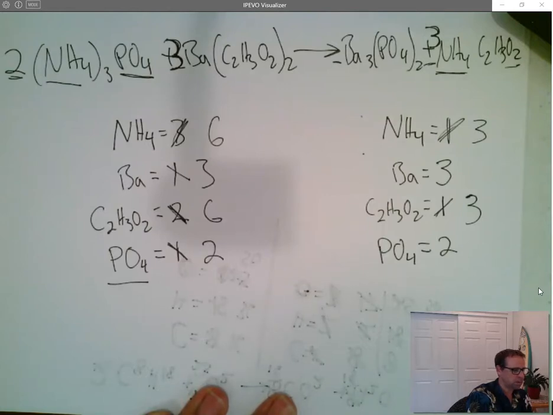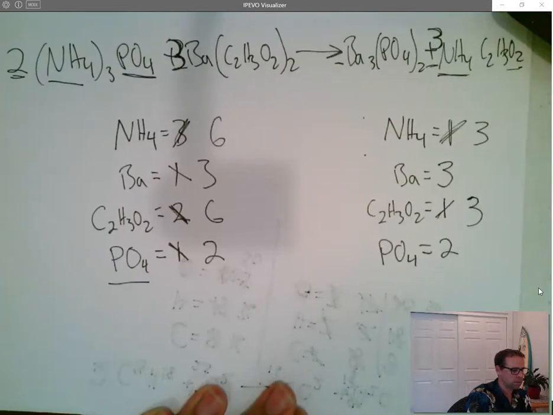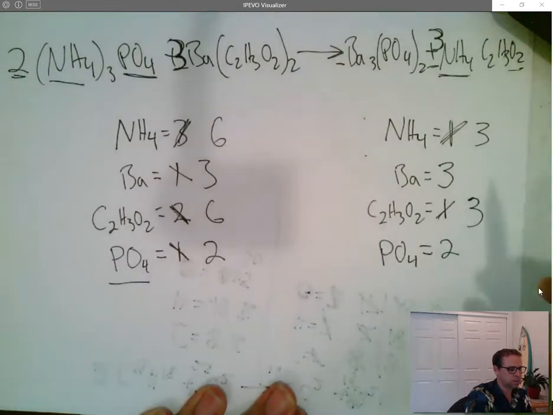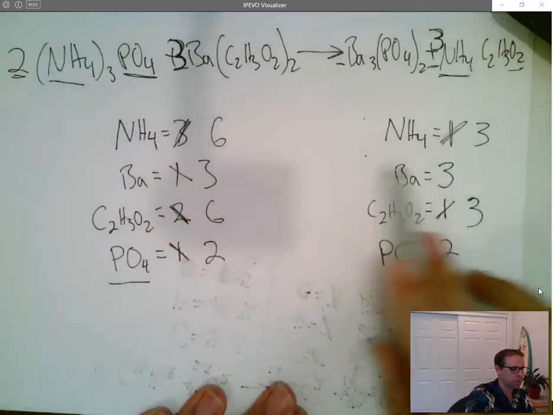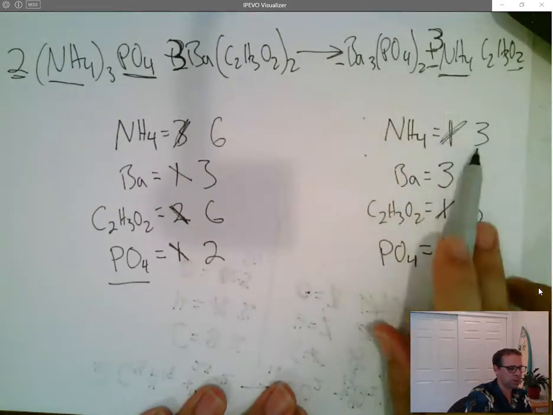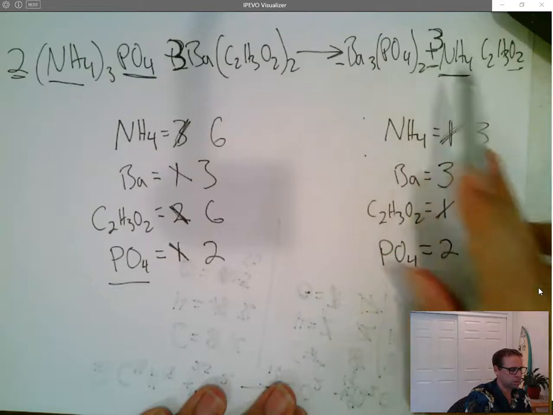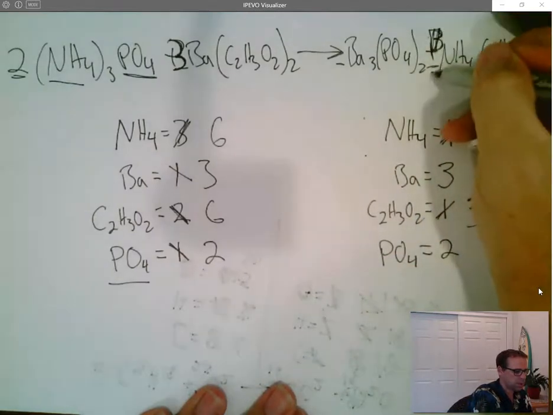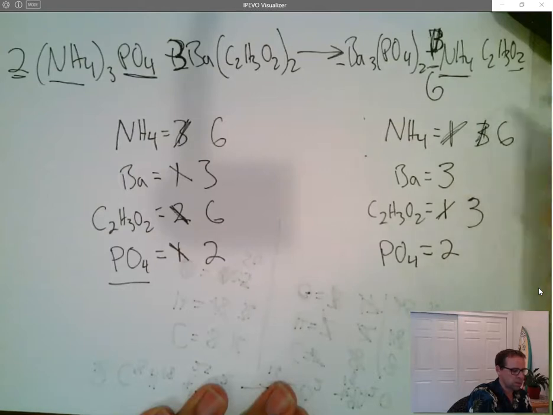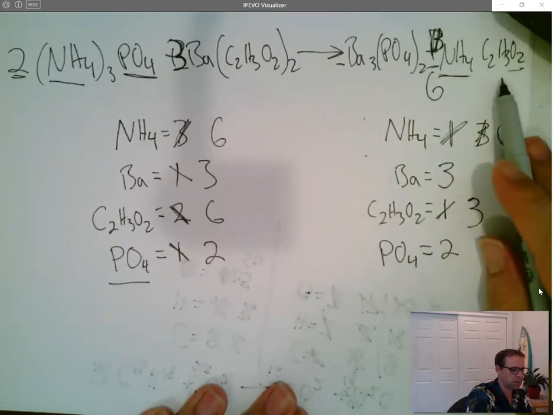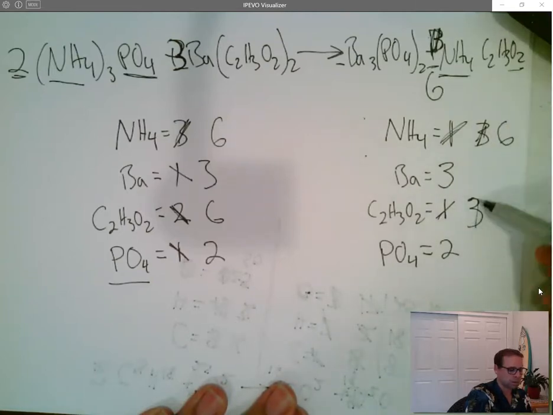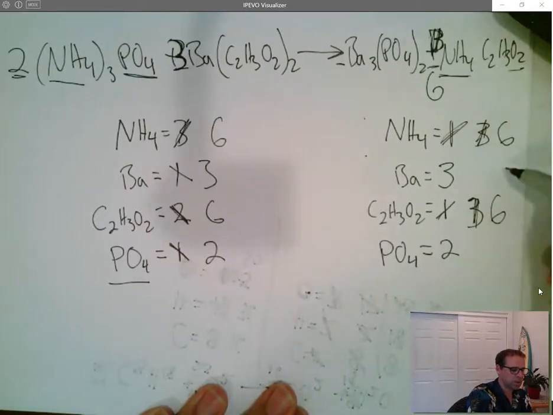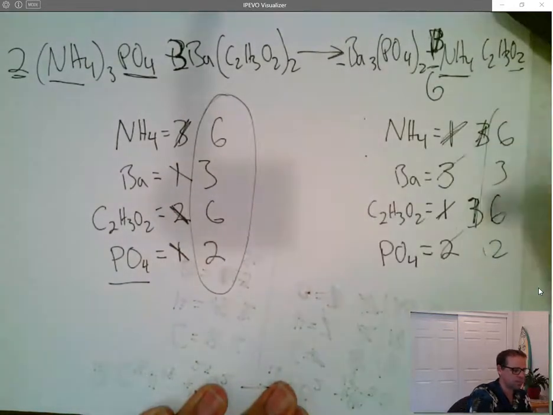Wow. Now it looks like we need more ammonium, right? Yes, it does. So instead of 3 here, what do we have to put? 6. Yeah, we're going to have to change that to 6. Oh, I see. Okay. So that gives us 6 ammonium, and then how many of these C2H3O2s does it give us? It's going to give us 6. All right, so we're at 6, 3, 6, 2 here, and 6, 3, 6, 2 there, right?